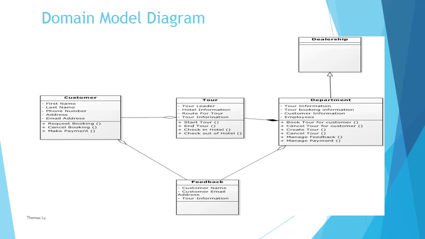Nouns are used as attributes. For example, in the department domain, tour information, tour booking information, and customer information are all used as attributes. Verbs are used as behavior. For example, on the customer domain, request booking, cancel booking, and make payment are the behaviors of the domain.